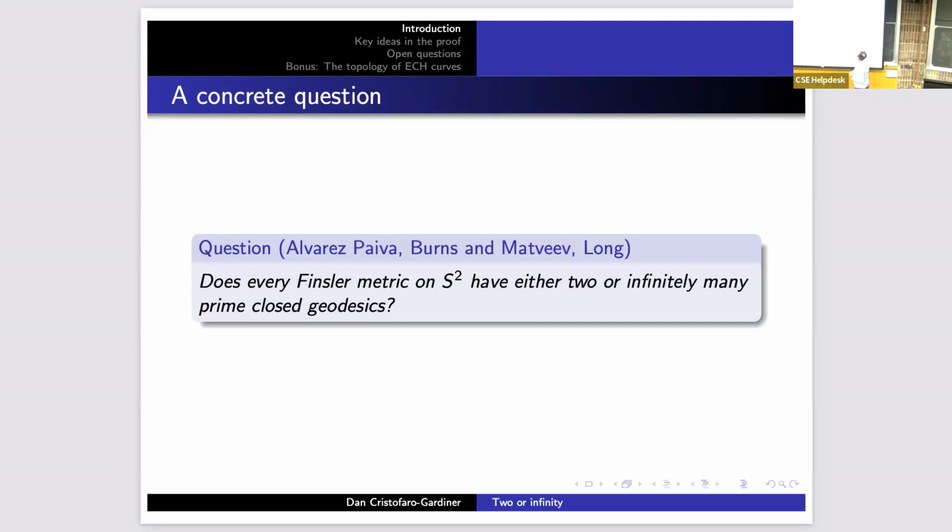In the S2 case, is it true that you have this two or infinity phenomenon? So that was interesting for them for a long time too. By the way, just some more context: in higher genus on the surfaces, you have infinitely many in both the Finsler and Riemannian case. The issue is that the arguments, even in the Riemannian case when you have some genus, are a lot simpler than in the S2 case, and don't work for the irreversible Finsler metric.